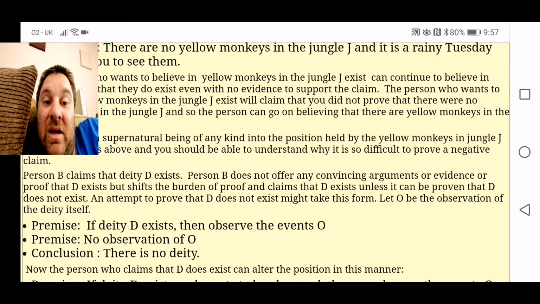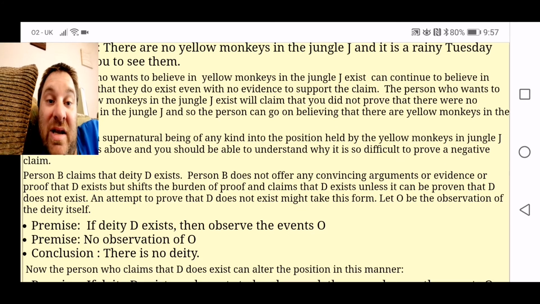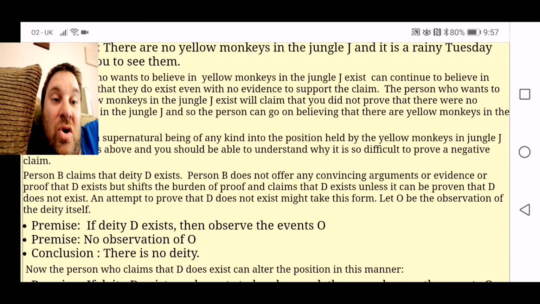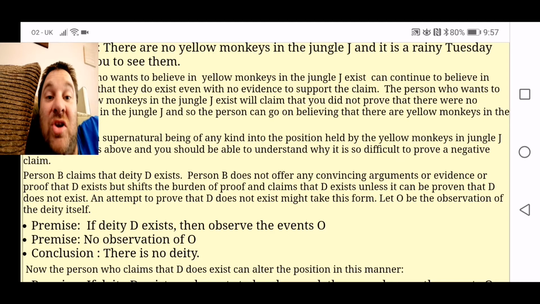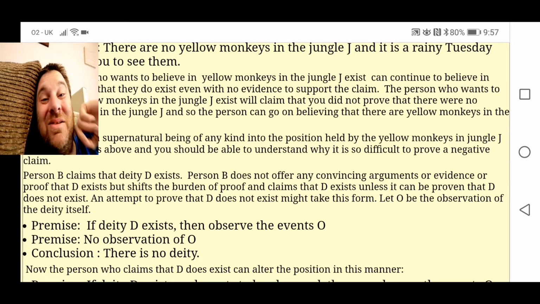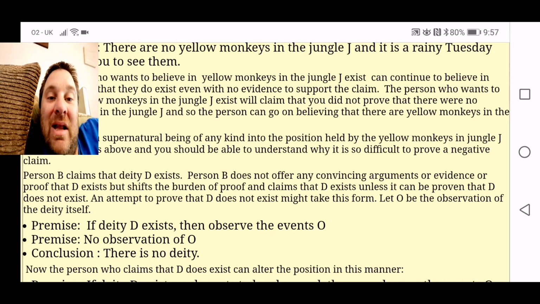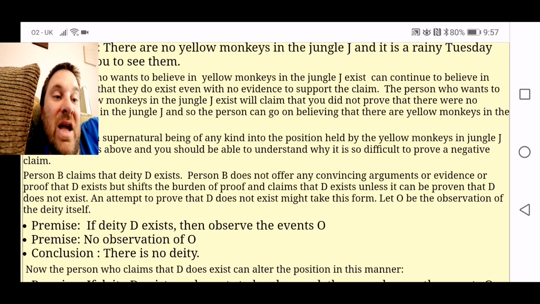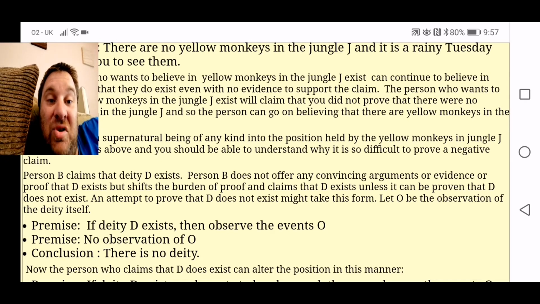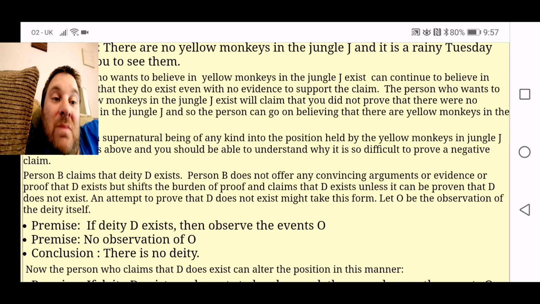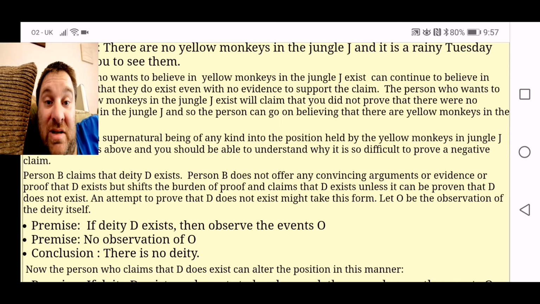So person B claims that deity D exists. Person B does not offer any convincing arguments. So individual B, see, I didn't again use that word person. Individual B claims that deity D exists, does not offer any convincing arguments or evidence or proof that D exists, but shifts the burden of proof and claims that D exists unless it can be proven that D does not exist.